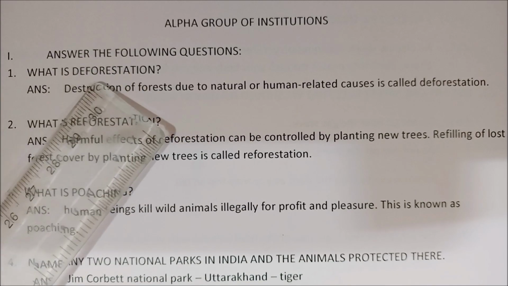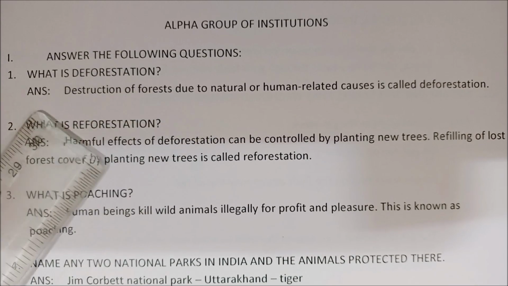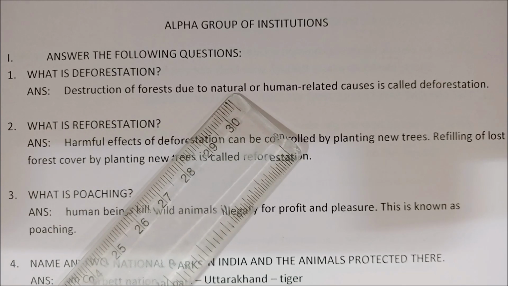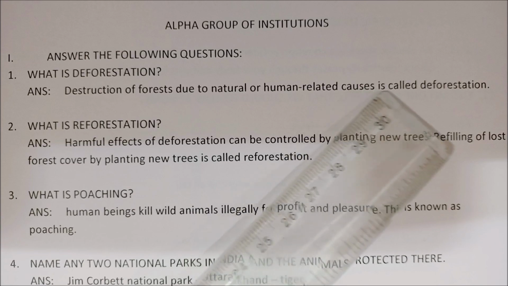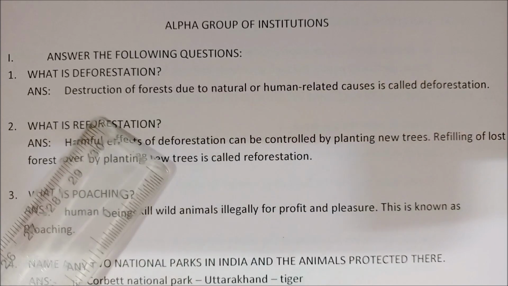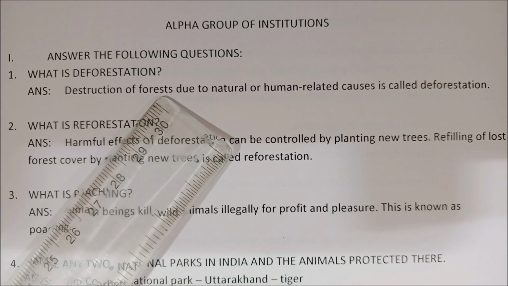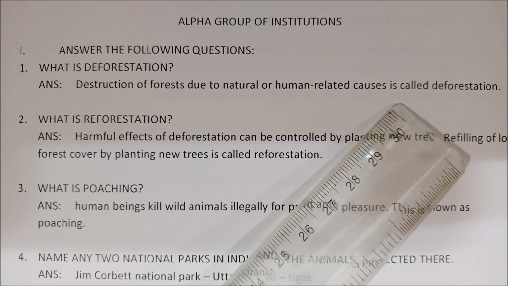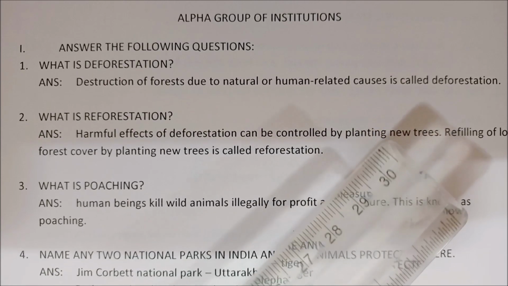What is deforestation? Answer, destruction of forests due to natural or human related causes is called deforestation. Children, shall I repeat it once again? Destruction of forests due to natural or human related causes is called deforestation. Is it clear to all?